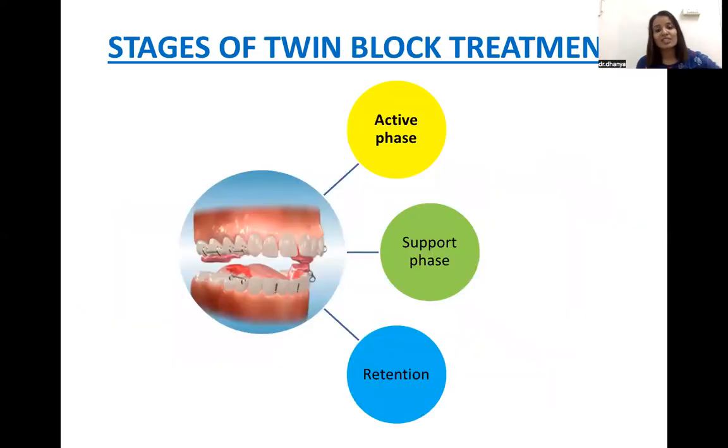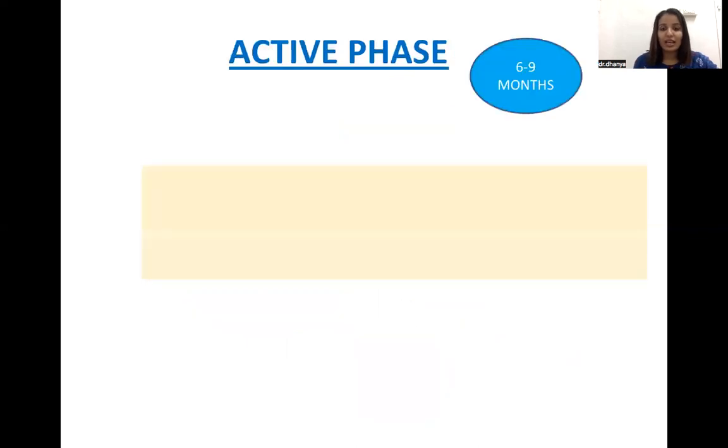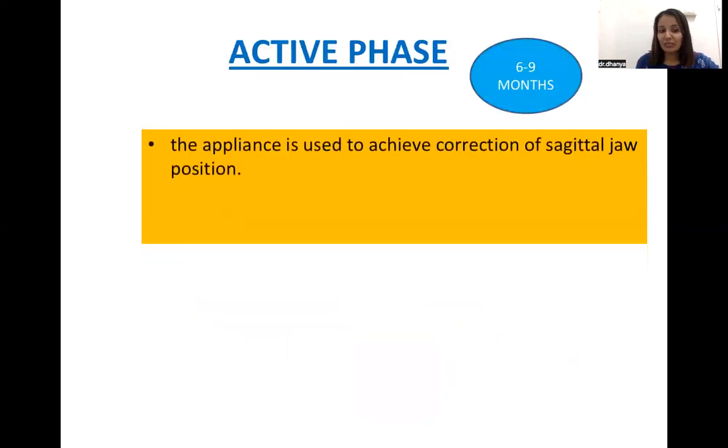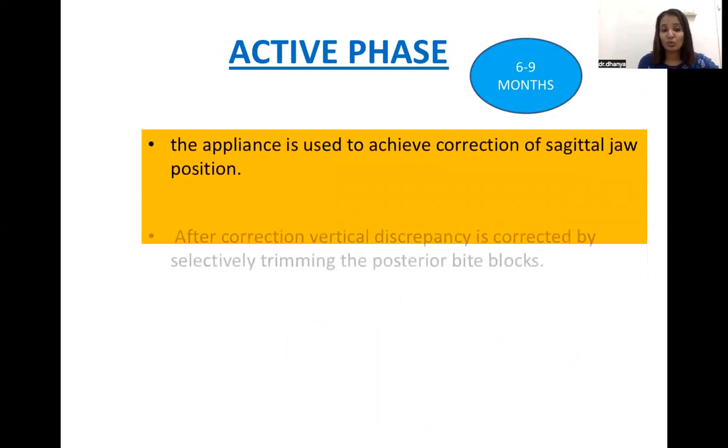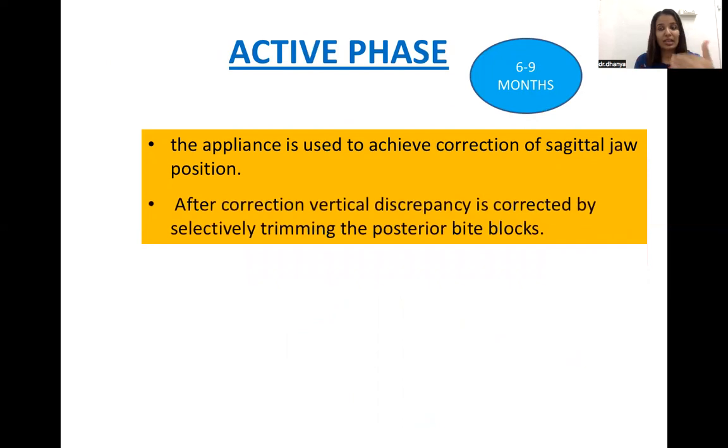Now, moving on to the stages of twin block therapy. When we have a twin block, as I've already explained when I was talking about the material and the construction, there are 3 phases, that is active phase, support phase, and retention phase. Active phase is about 6 to 9 months, where the appliance is used to achieve correction of sagittal jaw position, that is the mandibular anterior position.